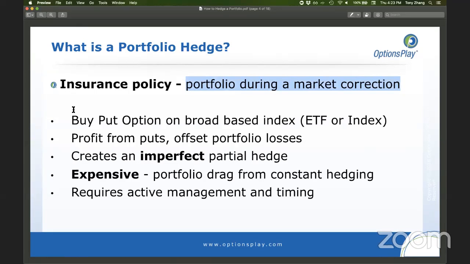And you can create this portfolio hedge by buying a put option on a broad-based index, ETF or index option, any index or ETF or tradable instrument that's highly correlated to your portfolio. You can buy a put option on it, and that will create a portfolio hedge. And the hedge itself is not necessarily protecting you. What you're doing is you're buying a put option, and that put option will profit as the market sells off, and the gains that you have in that long put will offset the losses that you have in your portfolio.